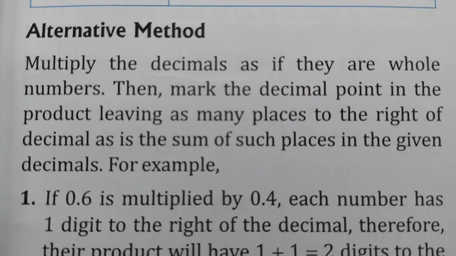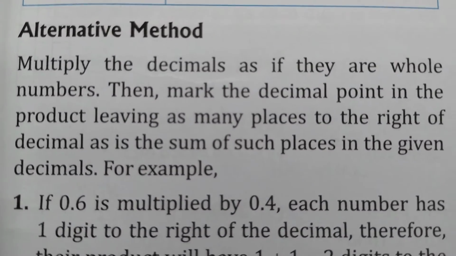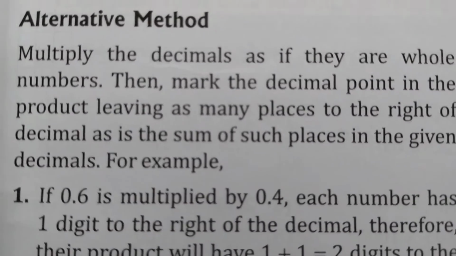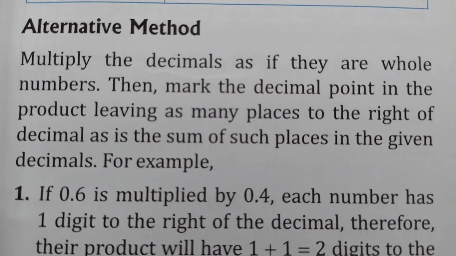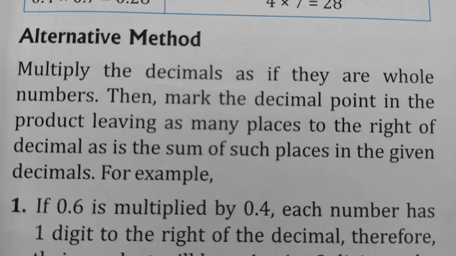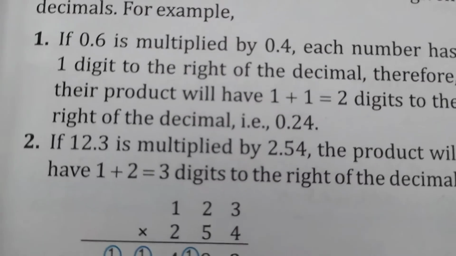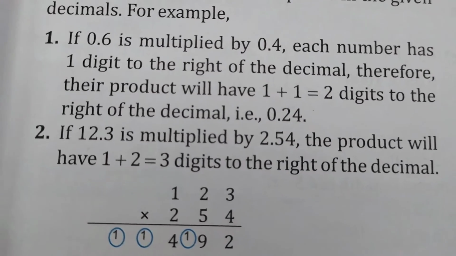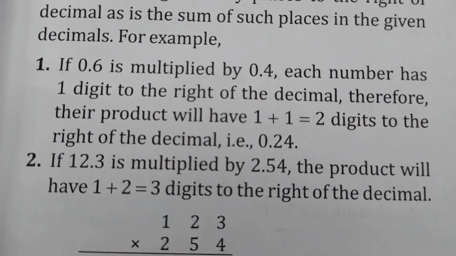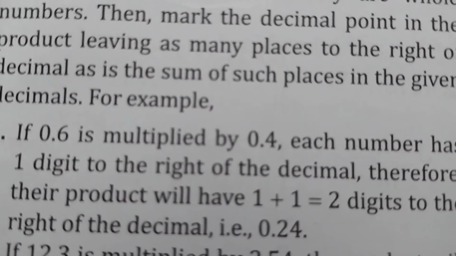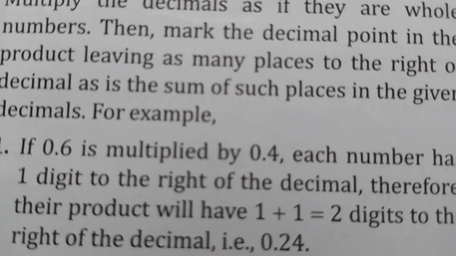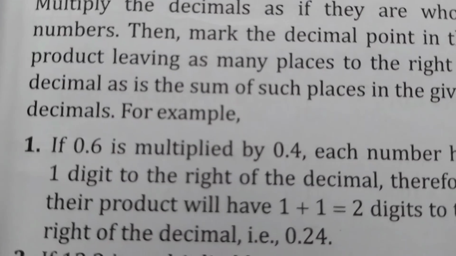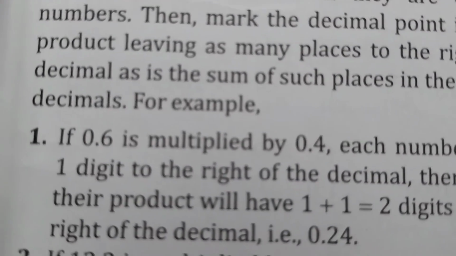Now see the alternative method. Multiply the decimals as if they are whole numbers. Then mark the decimal point in the product, leaving as many places to the right of the decimal as is the sum of such places in the given decimals. Just see an example here, 0.6 multiplied by 0.4. We multiply them and get 0.24. In both numbers we have 1 and 1, so 2 places, counting from the right side and placing the decimal point.